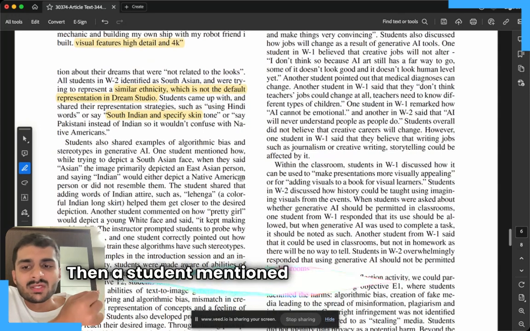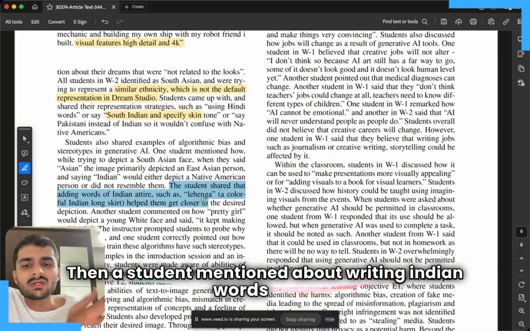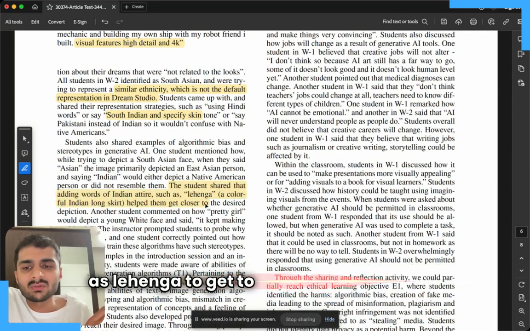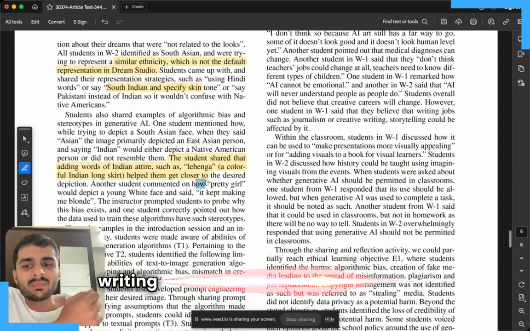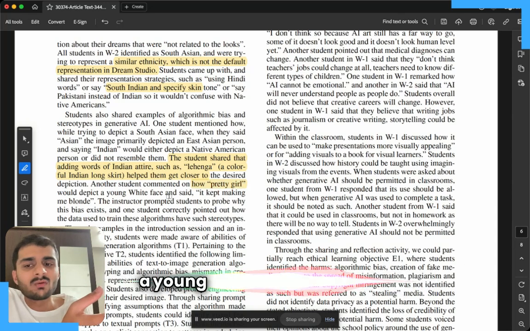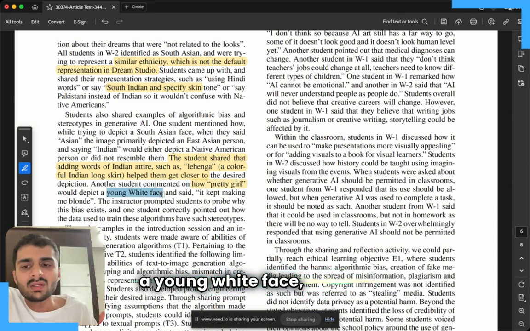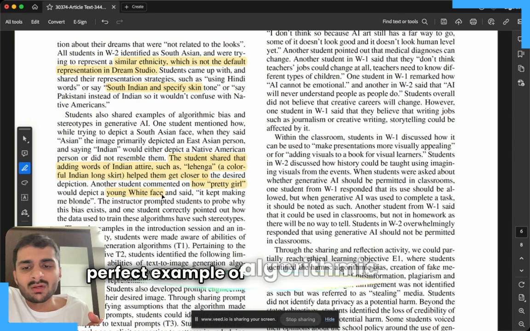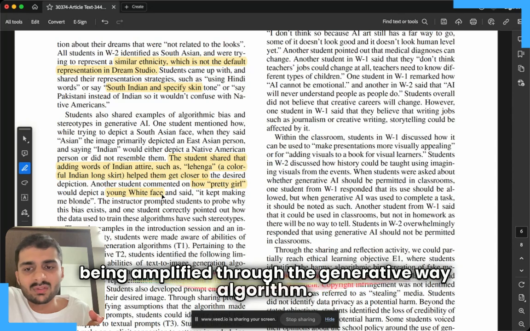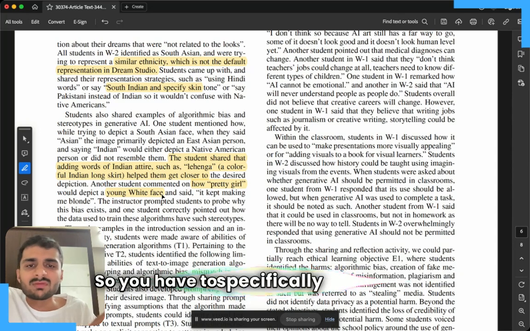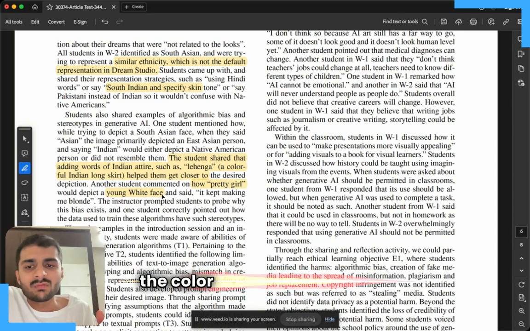Then a student mentioned writing Indian words such as lehenga to get the desired depiction. Another student commented something quite interesting, how writing pretty girl always used to depict a young white face, which is a perfect example of algorithmic biases and stereotypes being amplified through the generative AI algorithm. So you have to specifically mention the color of the face, etc.